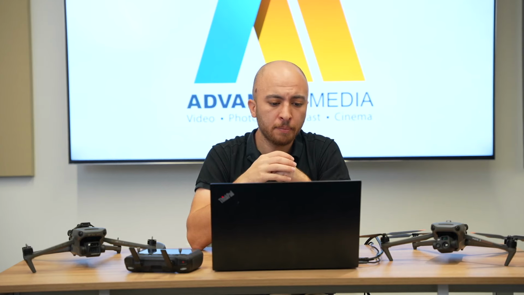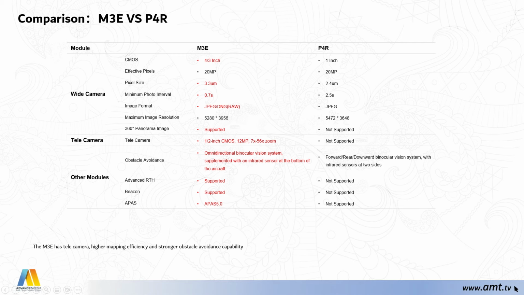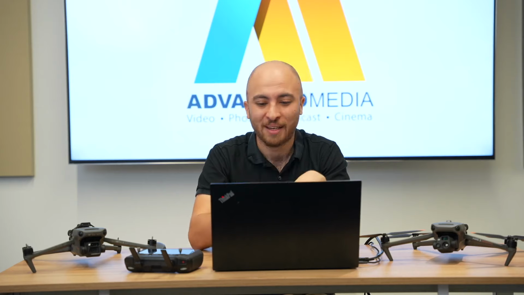Then you can zoom in, zoom out to have a better awareness of the area that you are flying in. And the drone, as I mentioned, the Mavic 3E, has the APAS system that gives the drone the ability to bypass obstacles, along with the telecamera that gives you the 56x zooming capability. Whereas in the Phantom 4 RTK, there is no APAS system and no zooming camera.